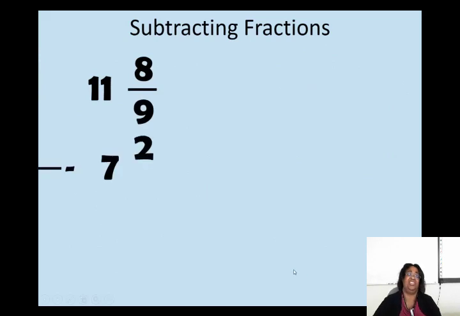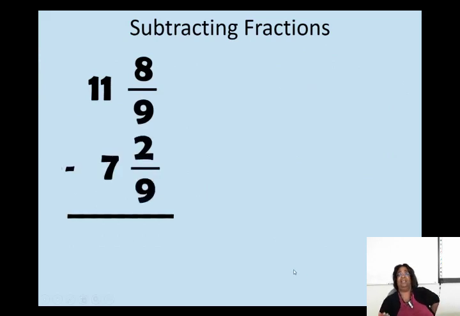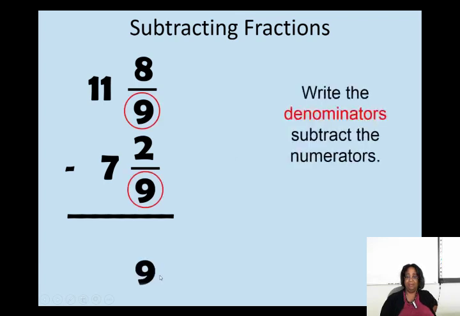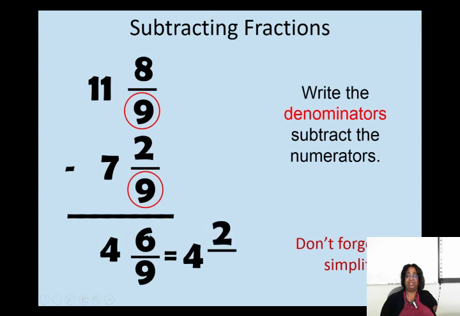Just like addition, in subtraction, the denominators have got to be the same before you subtract your numerators. So in this case, what's my common denominator? 9, and when I subtract, I'm going to get 6 over 9. So I take 8 minus 2, I get 6 over 9. Then I take the whole number 11 minus 7, and I get 4.